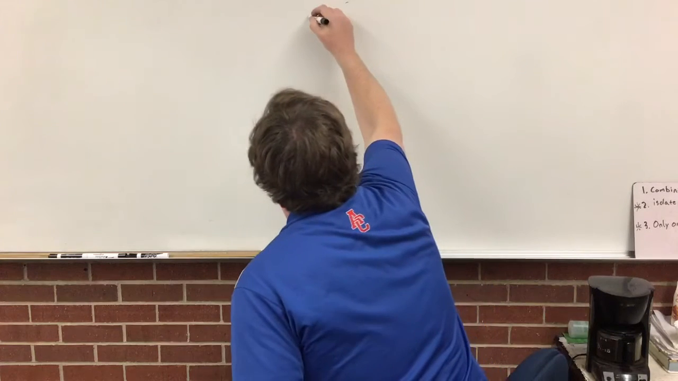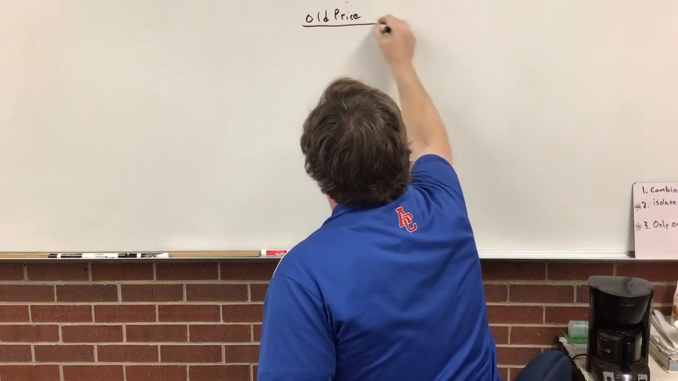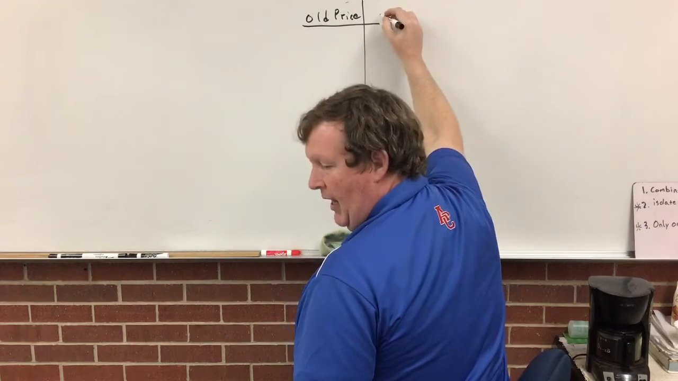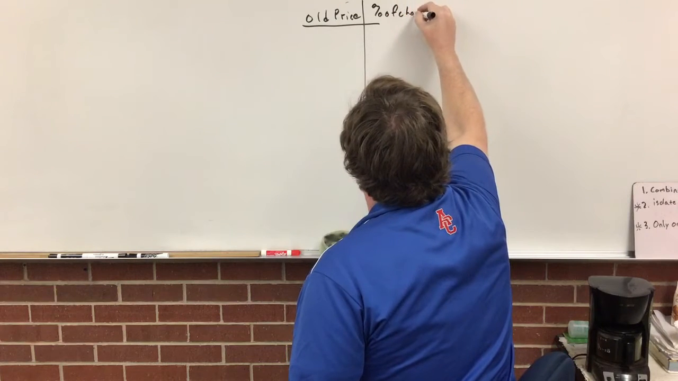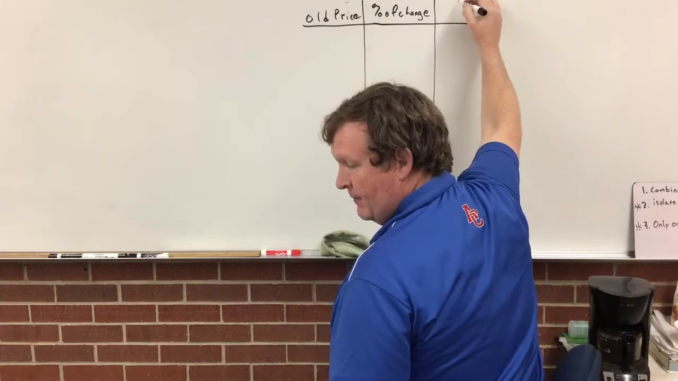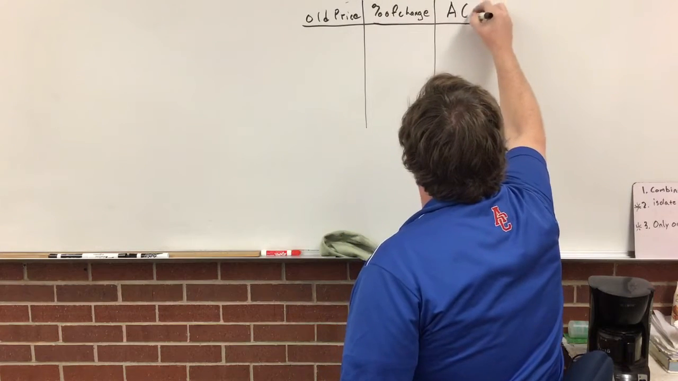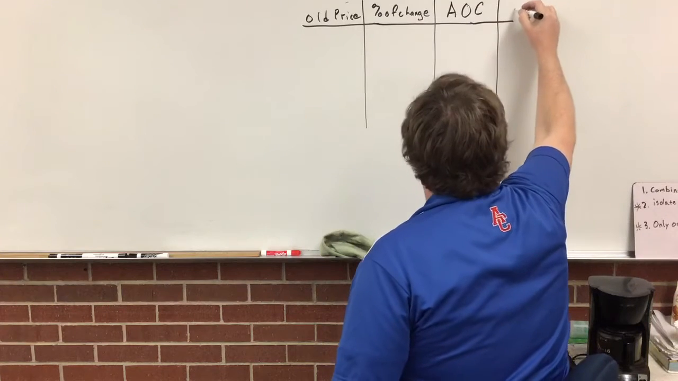Let me get my chart up here. We have old price again. Then we've got the percent of change. Then we should have the amount of change. Remember, I use AOC for amount of change. And then we have the new price.